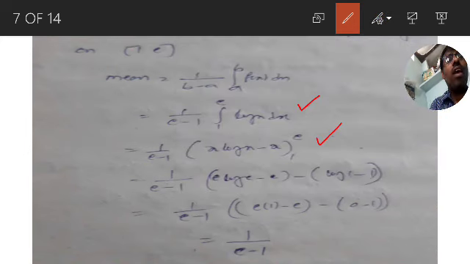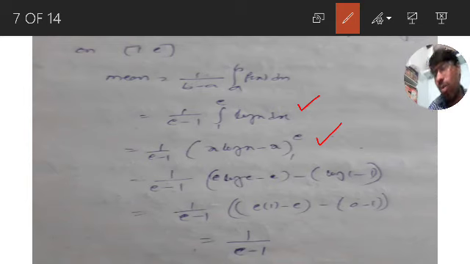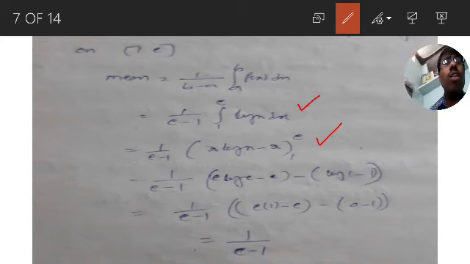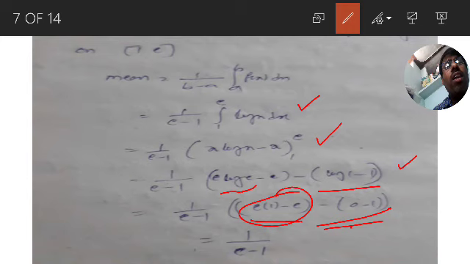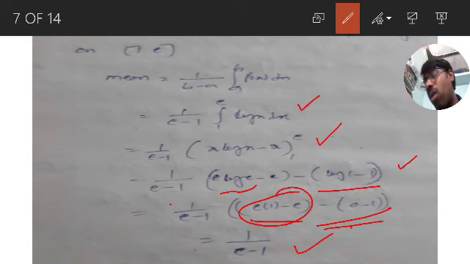The integration of log x is x log x minus x from 1 to e. What does the fundamental theorem of integral calculus say? After integration, substitute the upper limit minus the lower limit. So 1 by e minus 1, the upper limit is e log e minus e, minus log 1 minus 1. Log e is equal to 1, so e minus e becomes 0, and log 1 is equal to 0, so 0 minus 1. Minus of minus 1 is 1. So 1 into 1 by e minus 1. What is my mean value? The mean value is 1 by e minus 1.